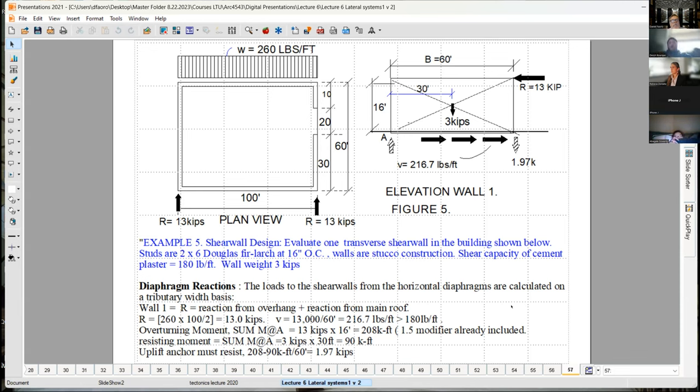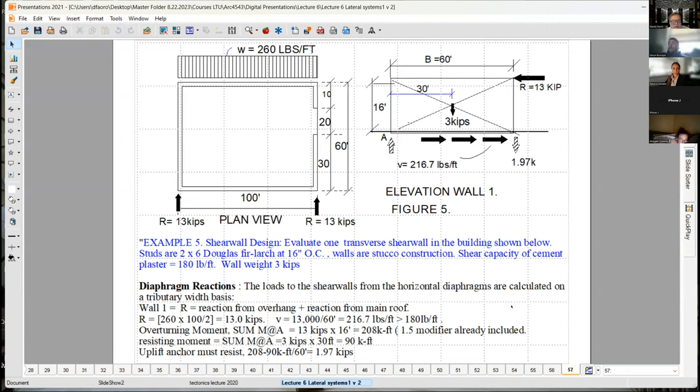Our overturning moment would be 13 kips times 16 feet. You can assume that's 1.5 modifier included, or 208 kip feet. The resisting moment, summation of moments at A, that's the overturning pivot point on the lower left side. Remember, the wall comes out of the ground on the right, it gets driven into the ground on the left based on the force, 13 kips from right to left. And so we have a 90 kip foot force.